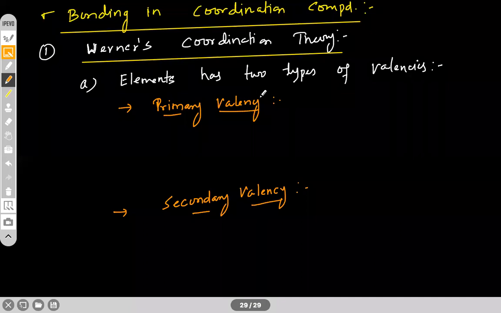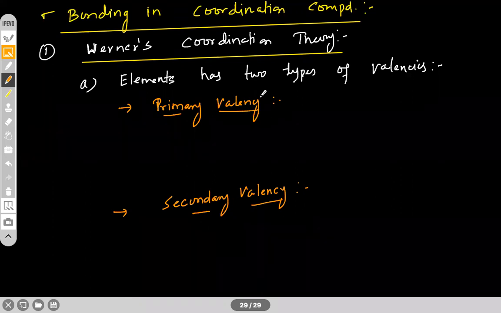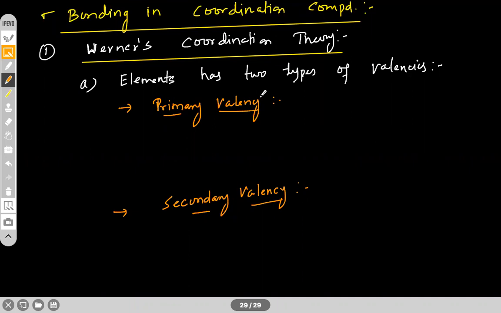Okay, secondary valency, write down. It corresponds to the coordination number of the central metal atom or ion. Point wise, write down. First point I've given you, second point: it is satisfied by either neutral molecules or negative ions.